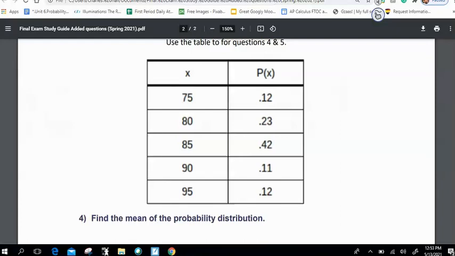All right, so we talked about normal distribution, binomial distribution. Now we're going to go to probability distribution also. Add that in there to make sure we understand what's going on. All right, so here we're going to use this table for questions 4 and 5.